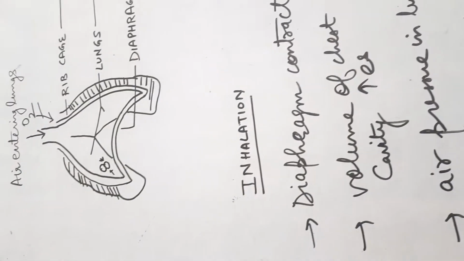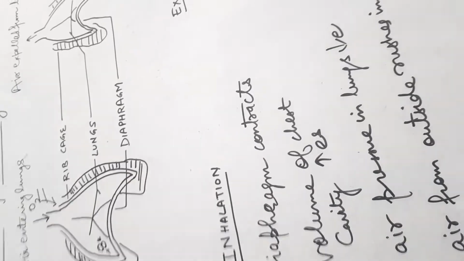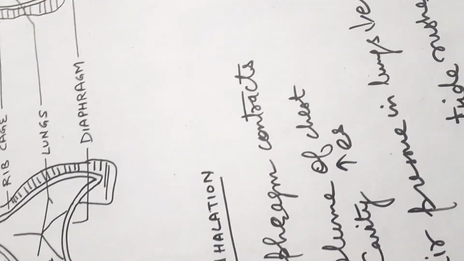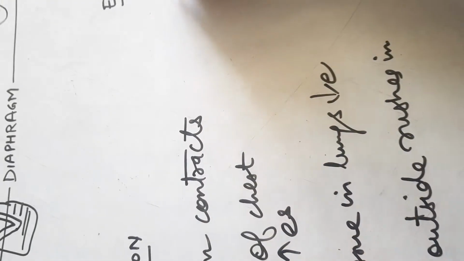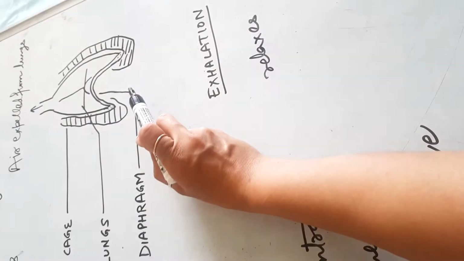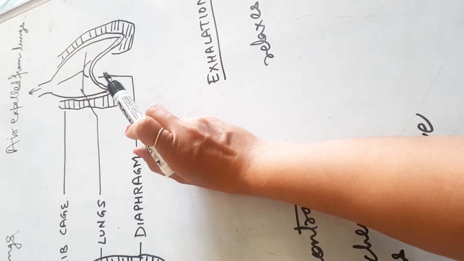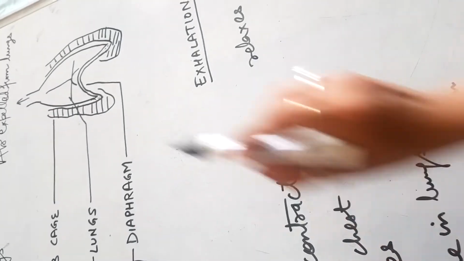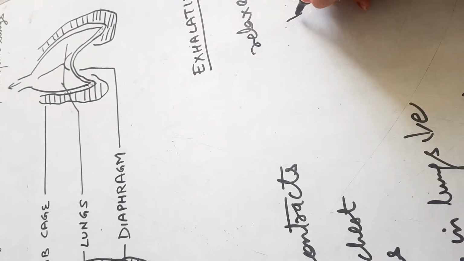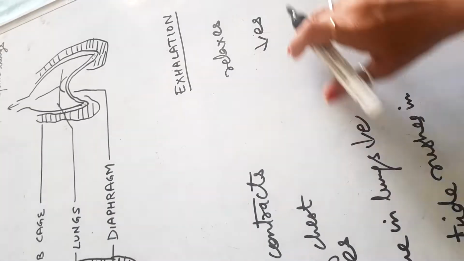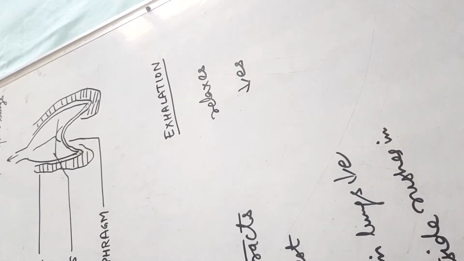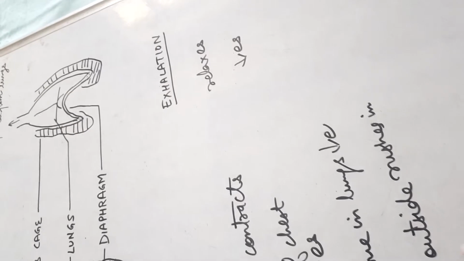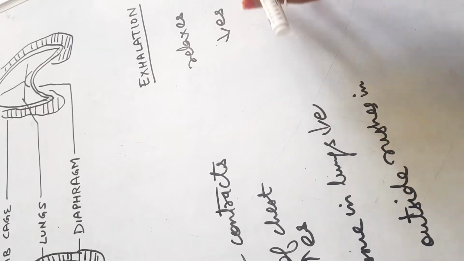So what happens when we exhale? What we have to expel from our body is the carbon dioxide. So when we breathe out, the diaphragm relaxes. You can see here, this diaphragm relaxes, and as the diaphragm relaxes, the volume in the chest cavity decreases. Here it was increasing, but now in exhalation it decreases.